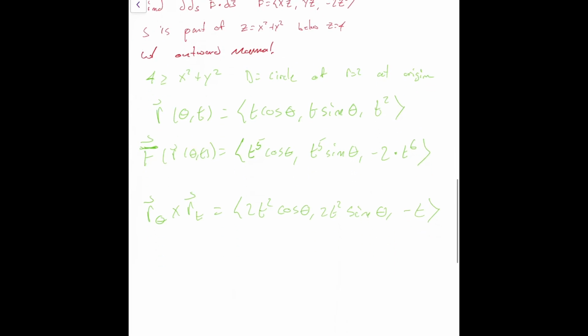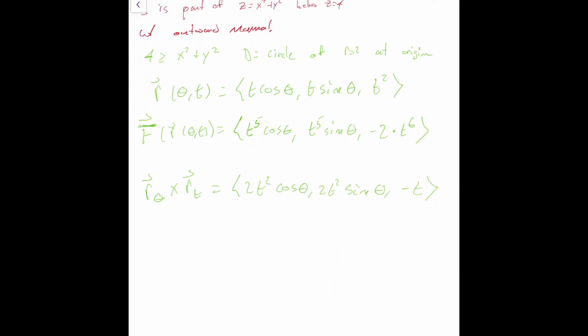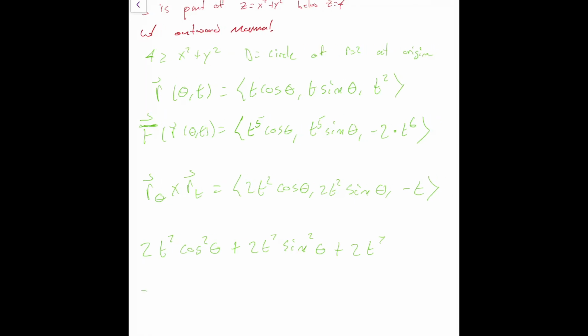Step 5 is to compute f dotted with r theta cross rt. So this is going to be 2t to the power of 7 cosine squared theta plus 2t to the power of 7 sine squared theta plus 2t to the power of 7. This is equal to 2t to the power of 7 times 2, because cosine squared plus sine squared is equal to 1, and this is 4t to the power of 7.